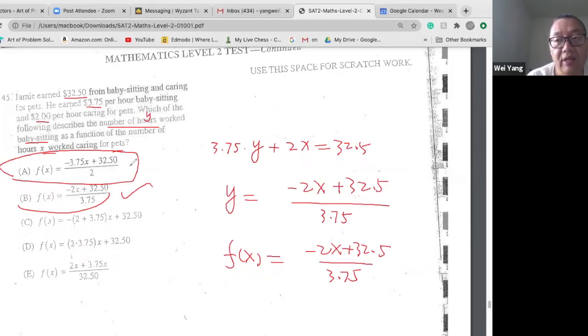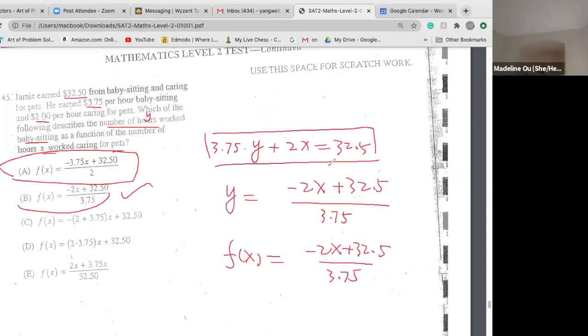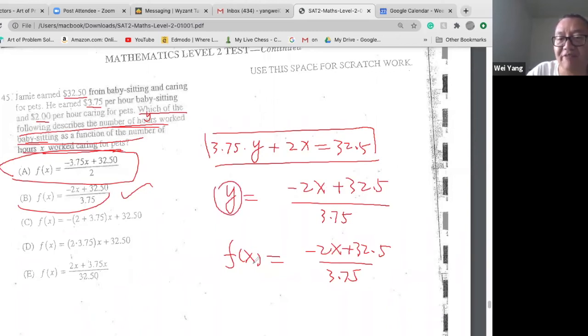I think for this problem, first you need to write this equation. This is very easy to understand. This sentence is kind of difficult to understand. But after you get this, you solve y in terms of x. Then you go back and read this sentence, you understand what they ask you to do. They ask you to define this y, it's f(x), in terms of x. So the correct answer is B.